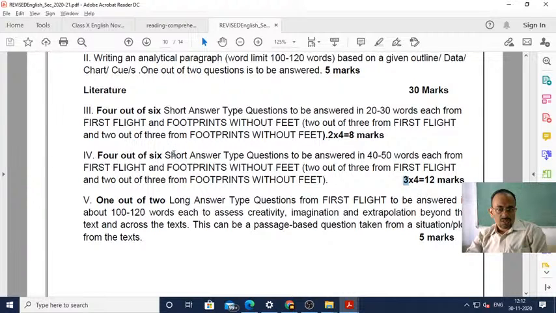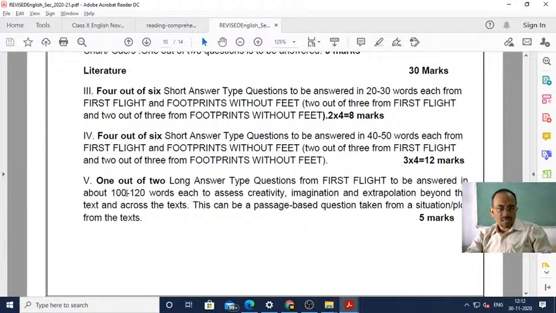Okay, so here see everything is same, here also 4 out of 6, here also 4 out of 6. Understood? So this type also you have to prepare. And then the last type is your long question, that is a 5 mark question. Okay, like this time also you got a long question. Likewise the same, 1 out of 2 long answer type questions. Okay, one will be given from First Flight, another will be given from the supplementary reader, that is Footprints Without Feet.